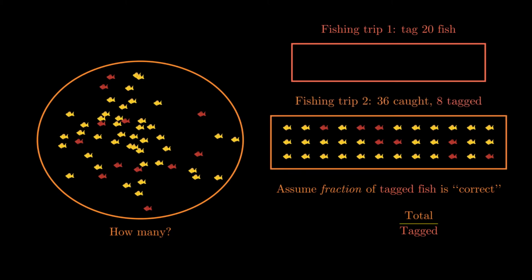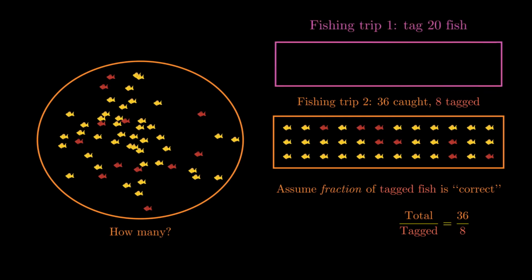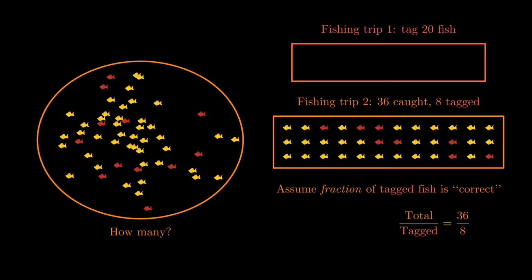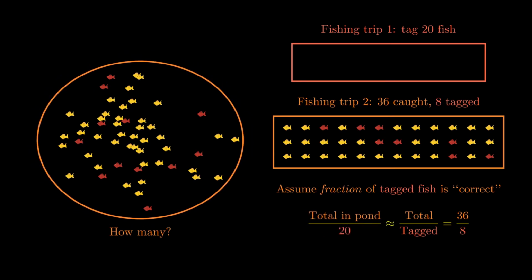So first, we might look at our sample, or the fish we caught on the second fishing trip. The total here is 36 fish caught, and from there we found that 8 were tagged, so we write the fraction 36 over 8. But now if we think back to the first fishing trip, we know exactly how many fish are tagged in the entire pond in total. It's 20. So if we zoom out to look across the entire pond, then we can write down a fraction where upstairs we have the total number of fish in the entire pond, which was our goal, and downstairs we have the number of tagged fish in the entire pond, which we know is 20, because that's how many we caught on our first trip.